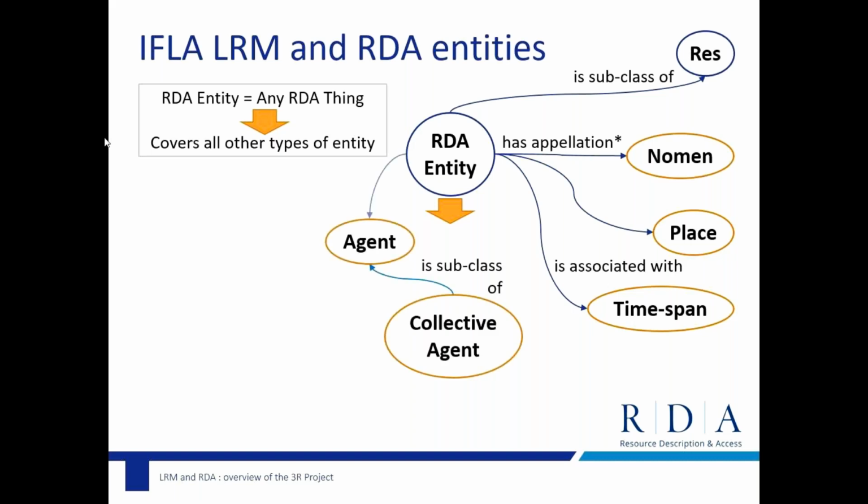Then collective agent is defined in the model as a subclass of agent, and of course everything in RDA is a subclass of RDA entity. And I should explain in this diagram that all of the ovals stand for entities, and any oval that has a full word in it is a new entity for RDA. So these are all new for RDA. But anything that just has an initial is already in RDA. And so we find that family and corporate body are subtypes of collective agents, so they fit the model even though they're not in the model.